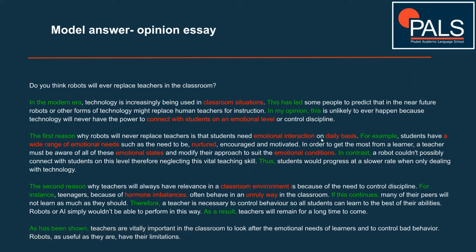And the final sentence, robots, as useful as they are, have their limitations. So this is the final nail in the coffin for our robot friends. We kind of kick them when they're down at the very end of the essay here. And also, as you can see, robots, as useful as they are, we've got a nice extra information clause there with 2 commas, which gets us nice sentence points as well from the examiner.